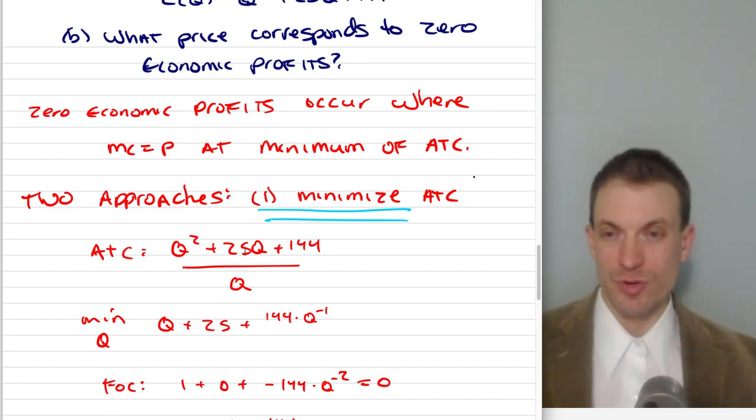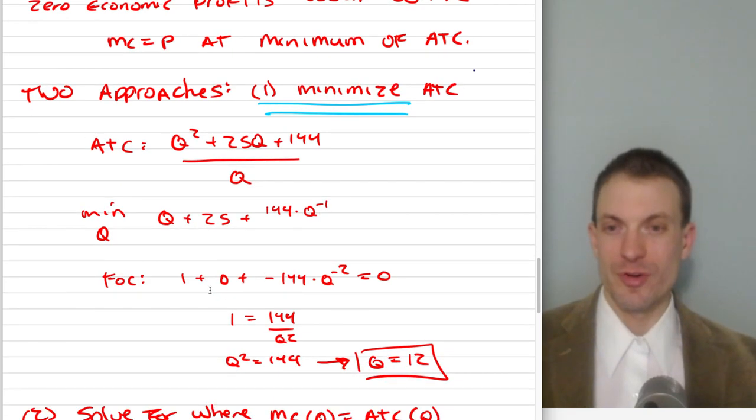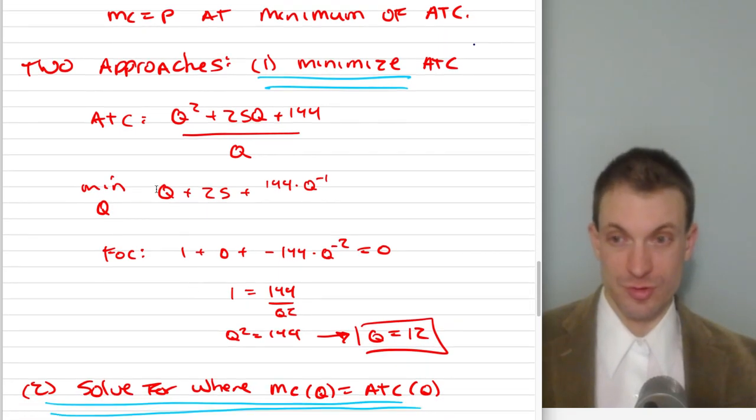Average total cost is going to be total cost divided by Q, right? So let's minimize that. Here's this, just writing it differently. This is going to be Q plus 25 plus 144 times 1 over Q. The first order condition is the derivative with respect to quantity, so 1 plus 0 minus 144 times 1 over Q squared, right?